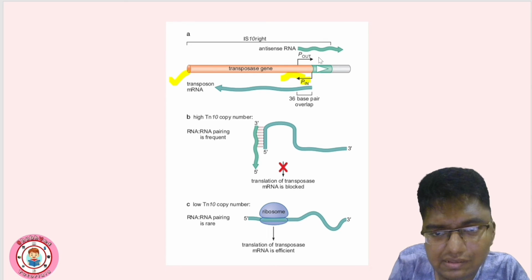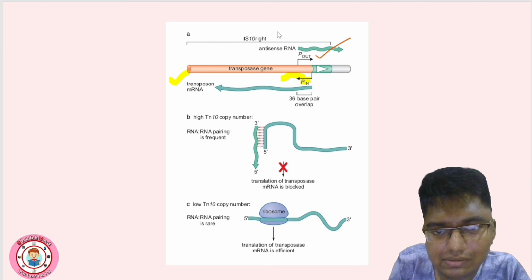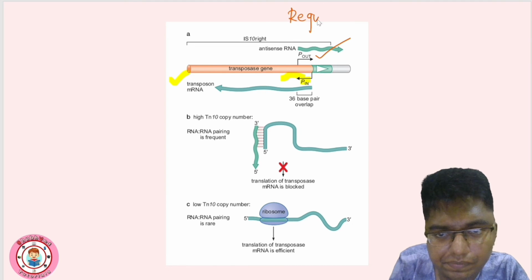And in this out situation, what happens? Antisense RNA is produced. Here is the transposon mRNA, and here is the antisense RNA. Now, this is how regulation takes place. This is about regulation of the IS4 family transposon, right?